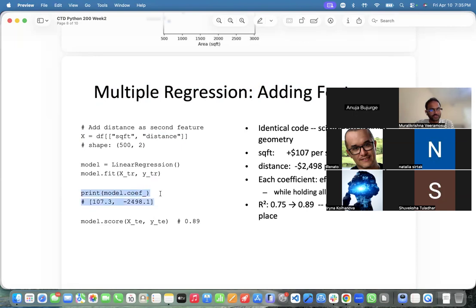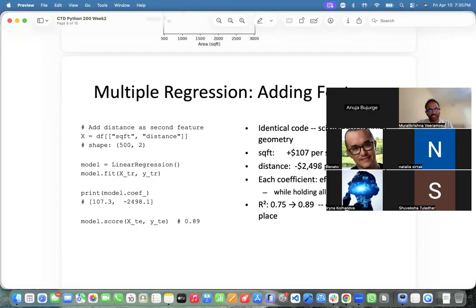And when the distance is added, and when you print the coefficients, right? Distance, what distance from what to what? From the city. I see. Thank you. Yeah, from the city. Let's say the distance of the home from the city is 1 mile, then the overall price is going to increase by $2,498. If the distance is 2 miles, it'll be 2 times 2,498.